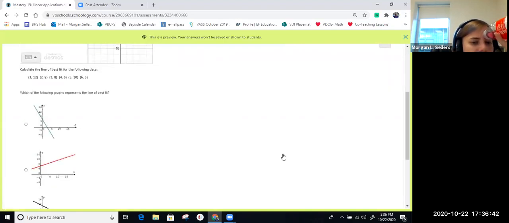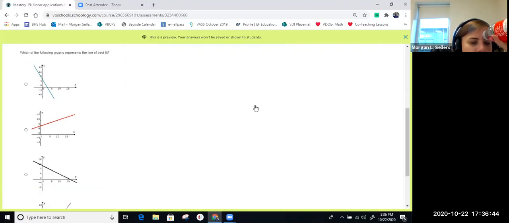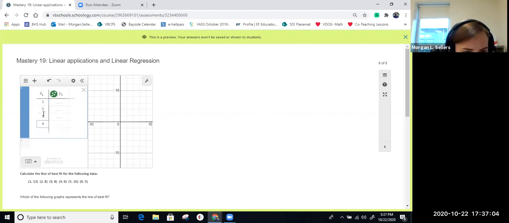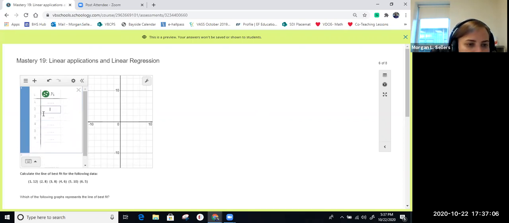Which of the following graphs represents the line of best fit? Okay, so for these problems, you do need to use Desmos. Even though it looks different, it's still the same as a table. You're going to hit plus, table, and put all of your x values: 1, 2, 3, 4, 5, 6. And then our y values: 12, 8, 6, 10, 5.